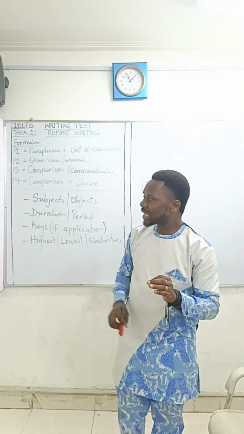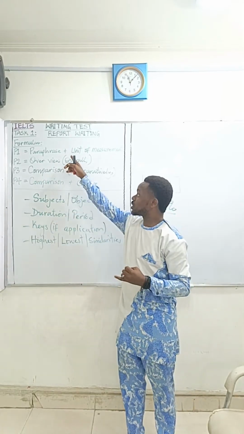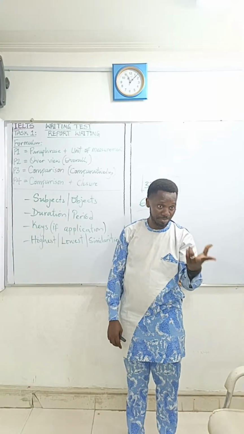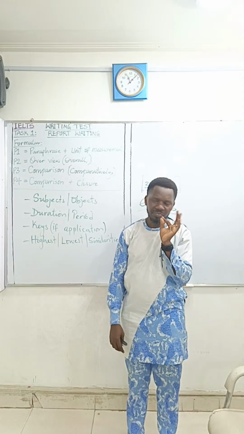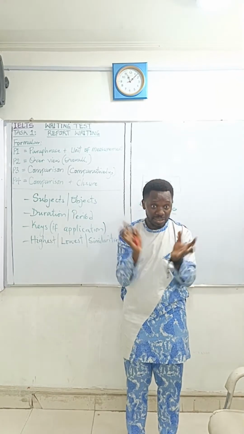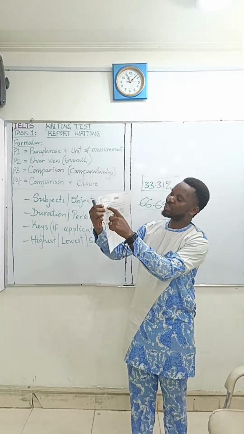So you should understand that my report writing should have 4 paragraphs. The first one is more of the paraphrase and identifying the unit of measurement. Very simple. Don't spend more than 3 minutes on that one. The second one, overview, is more like an introduction about the chart. So you are talking about what happened in the question.